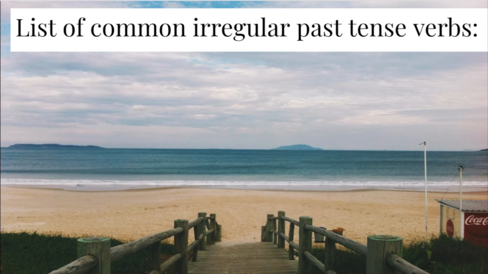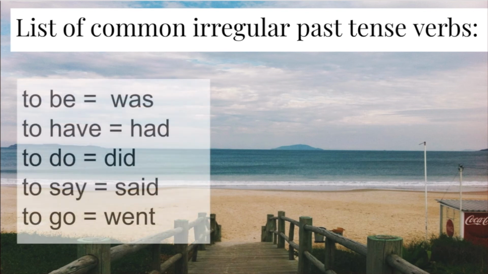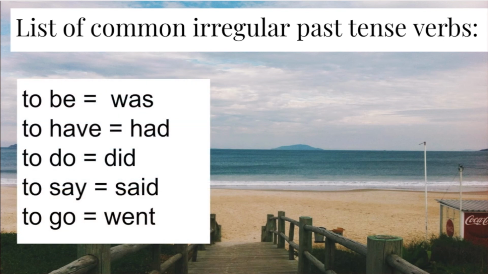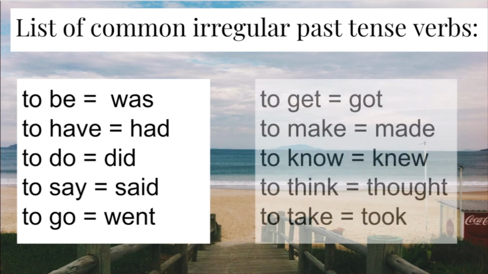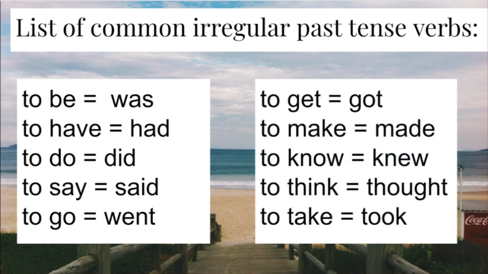List of common irregular past tense verbs. To be equals was. To have is had. To do, did. To say, said. To go, went. To get is got. To make, made. To know, knew. To think, thought. To take is took.